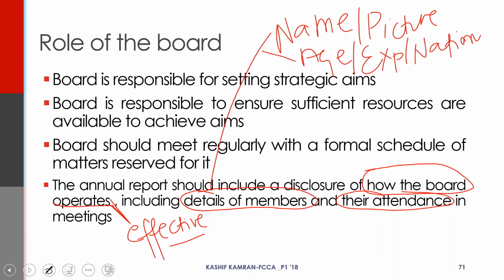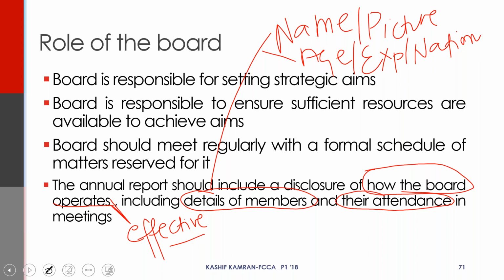All of these things are disclosed in the annual report. I'll just show you a glimpse of the annual report after completing my point, but details of the members and their attendance. In the annual report, we even give the attendance of the director, that is, how many meetings the director has attended. If there were 10 meetings in a year, has he attended all 10? That means he's a very good director. He attended all the 10 meetings.